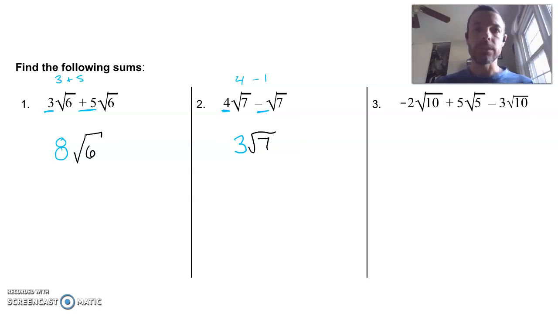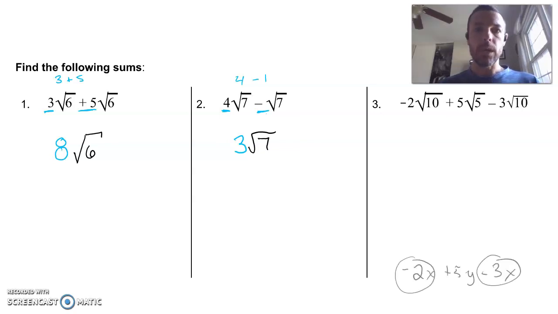What you have to be careful of in number 3 is the fact that you have 2 terms in here that are like radicals and one that is not. You can combine the 2 that are like radicals and not the one that is not a like radical. So we would treat this like negative 2x plus 5y minus 3x. Negative 2x and minus 3x can be combined. They both have an x as your variable. Plus 5y would just not be combined. It would stay in there. This is done the same way.